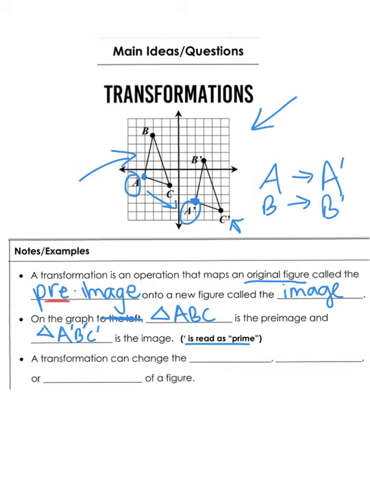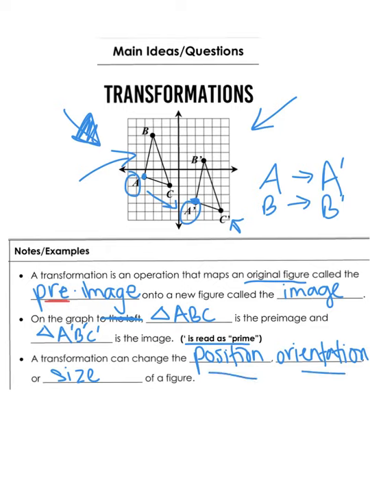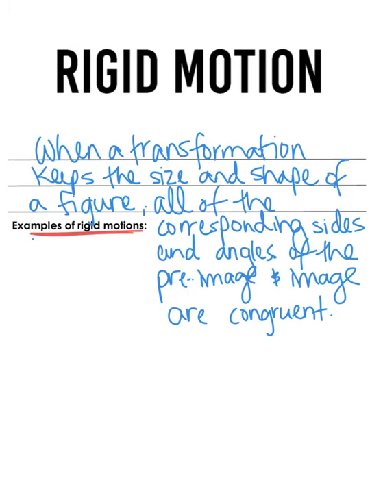A transformation can change the position. This is important to understand what a transformation is. It can change the position, the orientation, and/or size of a figure, and not necessarily all three of those. In this picture above, we saw that the size of these two triangles didn't change. So it can change the position, orientation, or the size. You might want to stop the video, go back, listen to this part one more time, and take notes before moving forward. All right, so let's move forward.